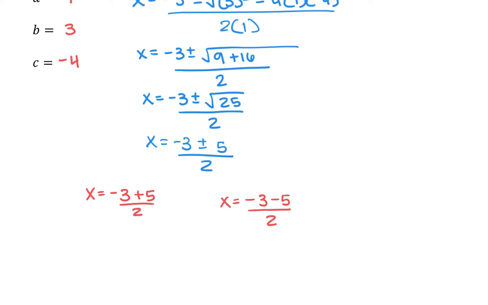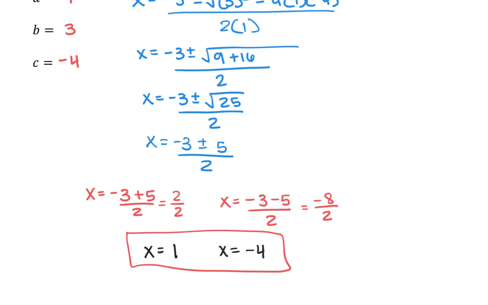All right, so negative 3 plus 5 is a positive 2 over 2. And then x equals negative 3 minus 5 over 2. Negative 3 minus 5 gives me a negative 8 over 2. So my final answer is x equals 2 over 2 reduces to 1. And then x equals negative 8 over 2 reduces to negative 4. So there are my two answers.